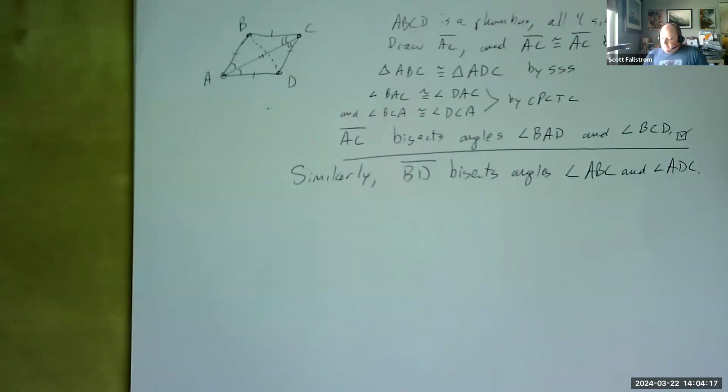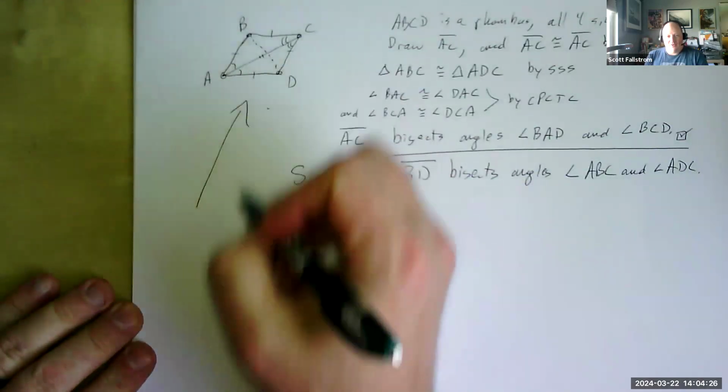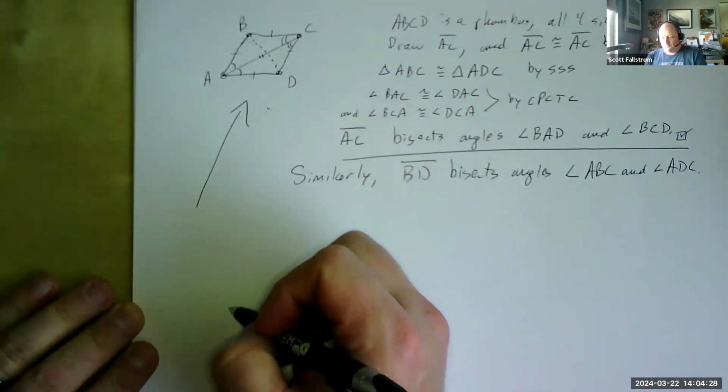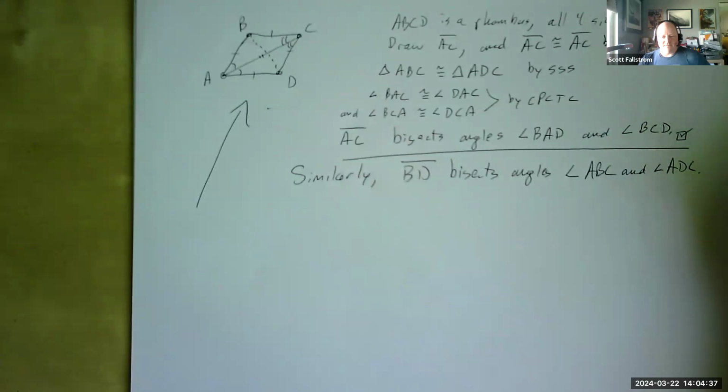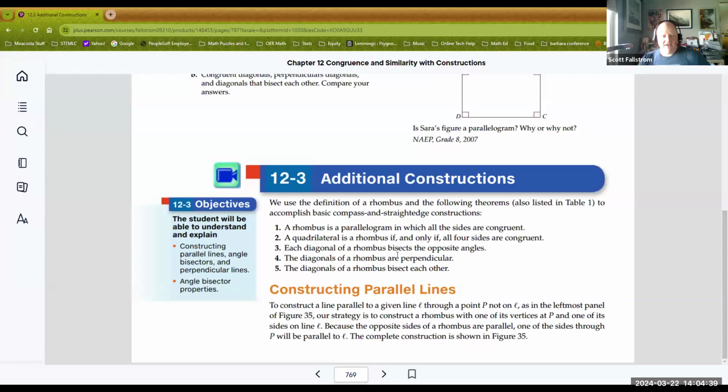All right. So that's the idea. If you need an angle bisector, now we know we just draw a rhombus. There you go. That is the beauty of that piece. Let's go back and double check. Each diagonal of a rhombus bisects the opposite angle. So we just proved that had to be true. And there we go.